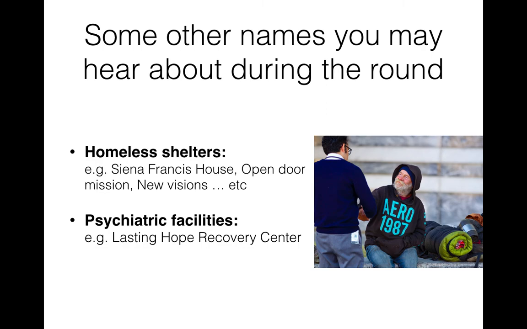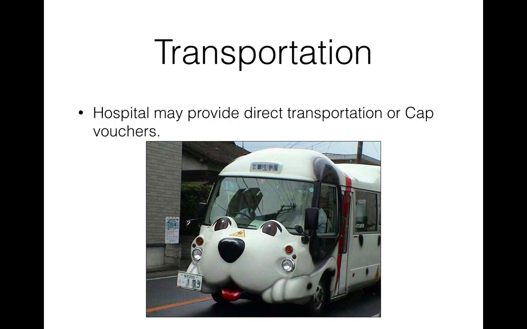Usually, we don't prefer to discharge patients to these places, because it just provides a shelter, a place where they can sleep and have some food, but there is no support or assistance with their medications or other needs. We usually try to discharge patients to SNF or assisted living if they qualify. As for psychiatric facilities, you will hear about Lasting Hope frequently while you are admitting or discharging patients.